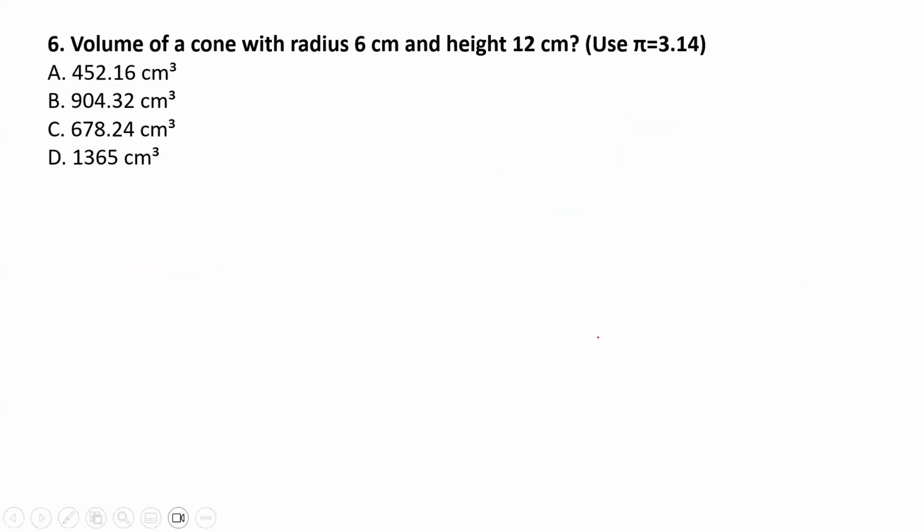Centimeter square, that is the surface area. Volume of a cone with radius 6 centimeter and height 12 centimeter. So we are talking about a cone. First thing, radius. Radius we generally denote by r. So r is 6 centimeter. Height we generally denote by h, that is 12 centimeter. So these two things are given and pi is given to be 3.14.